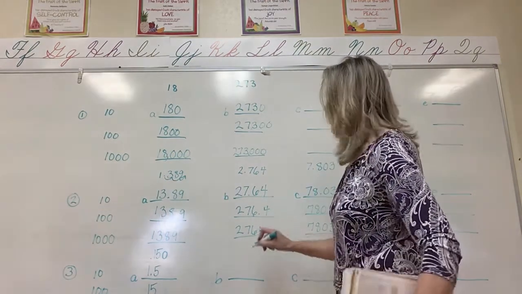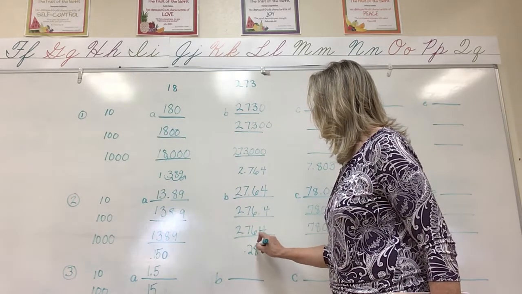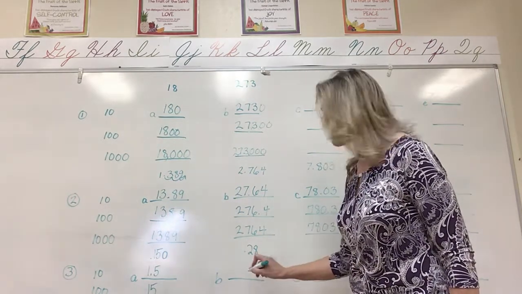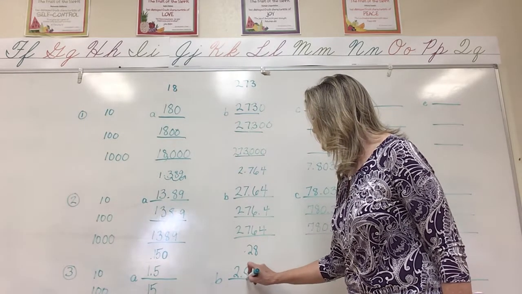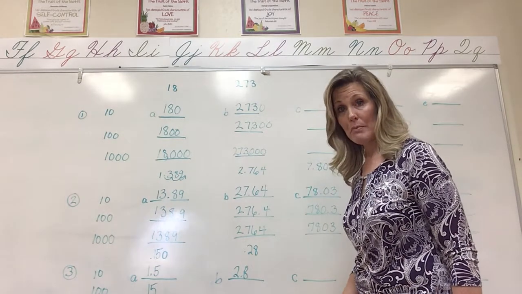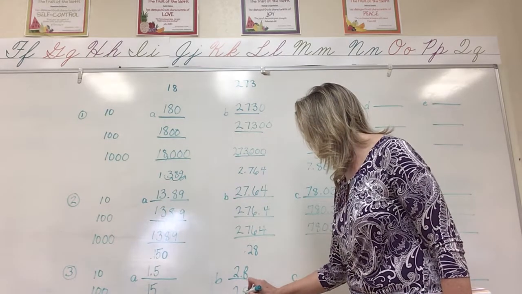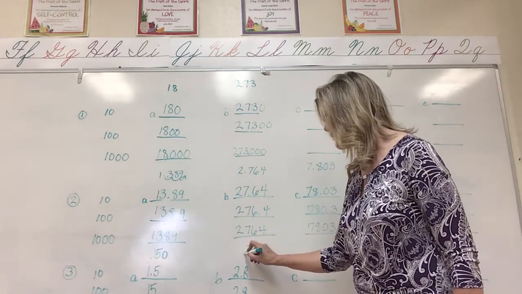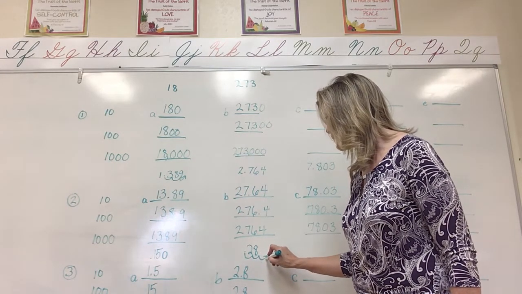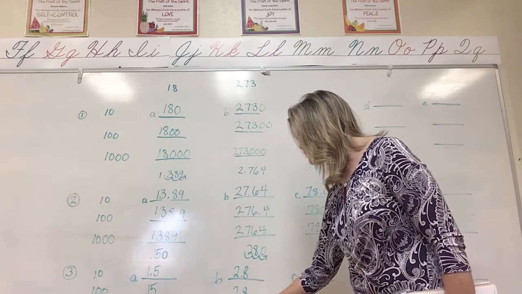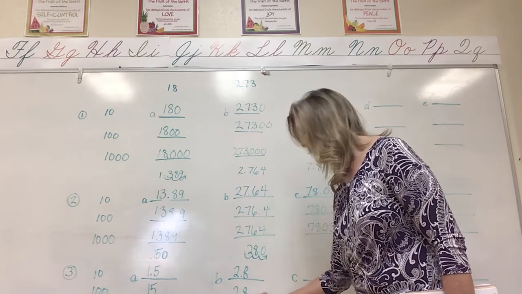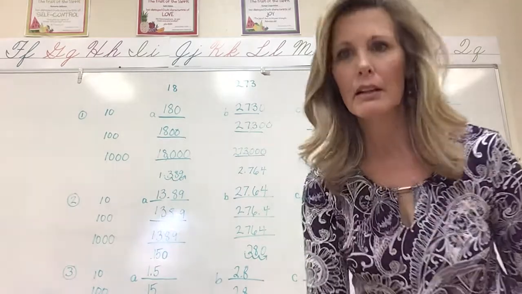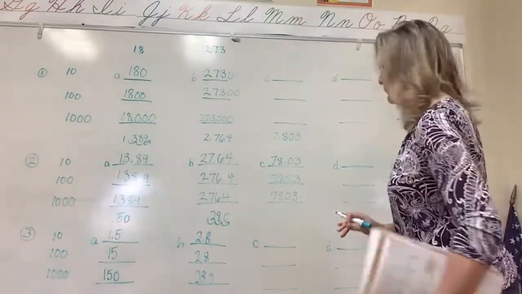Letter B, 2.8. All right, so if I multiply by 10, I'm going to get 28. If I multiply by 100, I'm going to get 280. If I multiply by 1,000, I need three places to move it, but I don't have three. 1, 2, 3. I've got to annex a 0. 2,800 is my answer. I can't even tell if you all can see that. That's a little better.